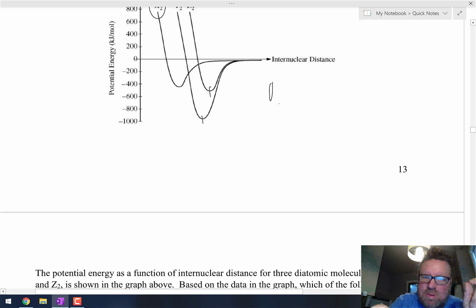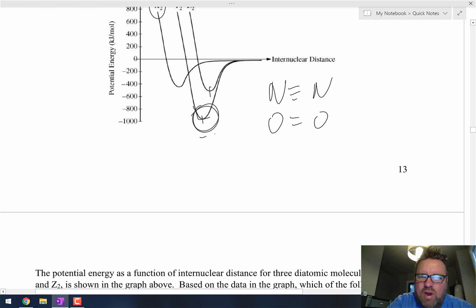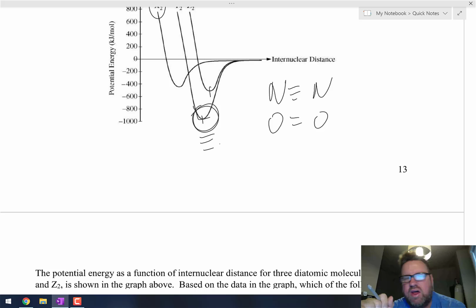It does, but more importantly, because nitrogen is a triple bond and oxygen's only a double bond, then this one that goes much farther down has to be the triple bond one. And again, you might look at it and go, well, oxygen's farther to the right, so oxygen's smaller than nitrogen, but it's a double bond, not a triple bond. The internuclear distance doesn't really tell you whether it's nitrogen or oxygen.